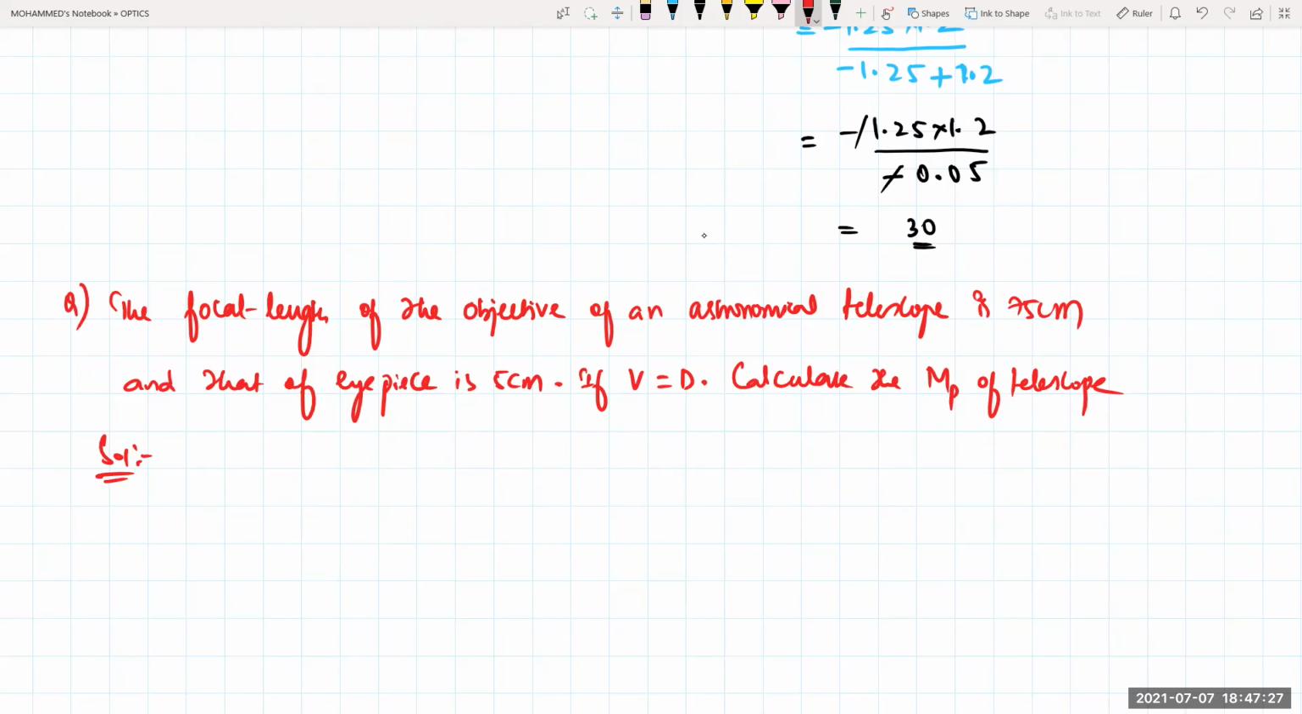Tell me. V is equal to D. Sir, F naught is 75, sir, and FE is 5, sir. Very good. FE is your 5 centimeters. Least distance of distinct vision will be 25, sir. And V is also 25. Magnifying power is equal to how much, beta? Formula: F naught divided by FE into 1 plus FE divided by D.